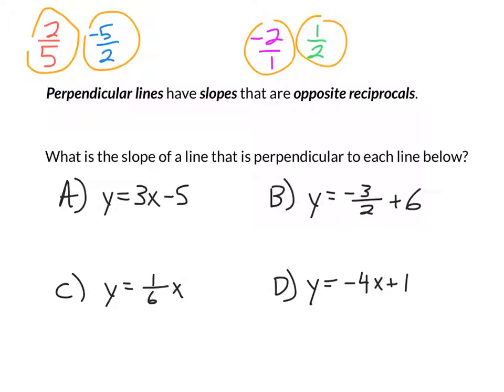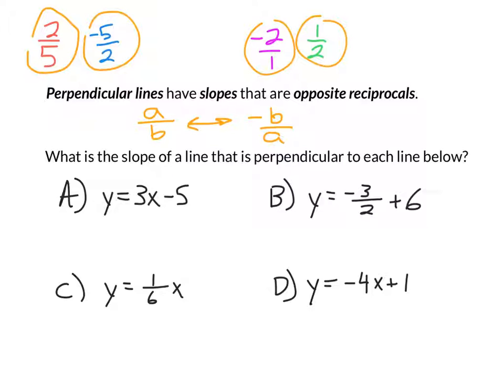So, for instance, if we have a slope that is a over b, the opposite reciprocal of that will be negative b over a, right? And that can go both ways. If we have negative b over a as our slope, the line that will be perpendicular to that will be positive a over b.